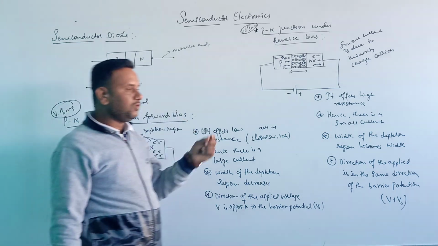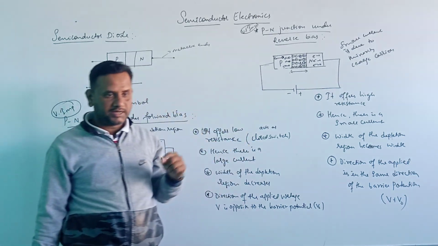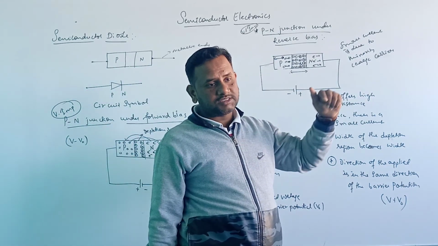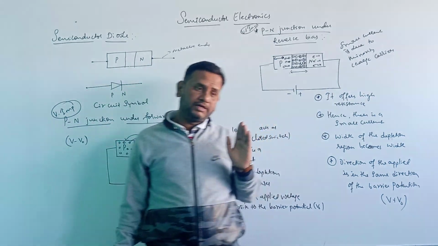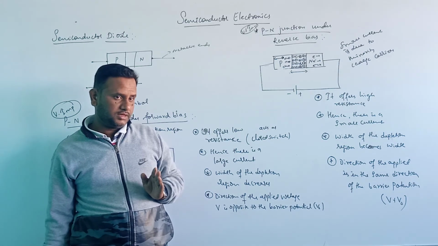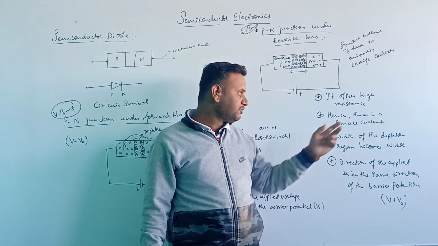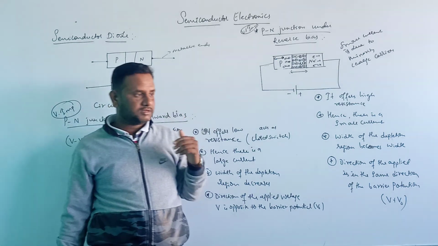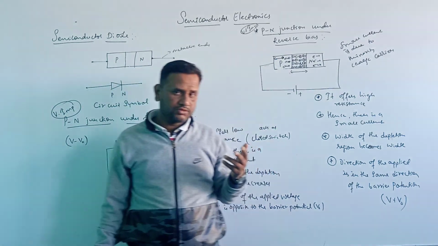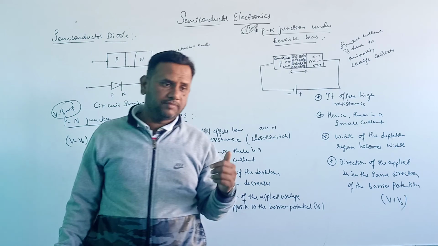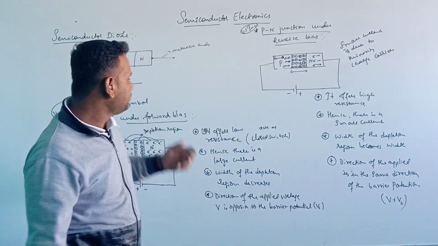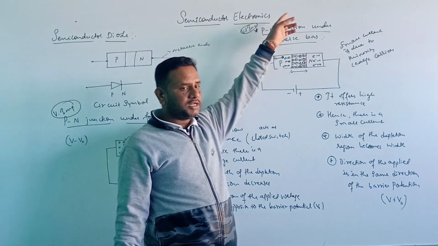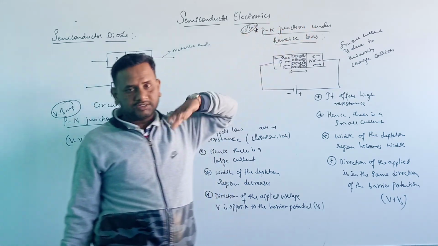When you slowly increase the applied voltage, the current remains constant, and at one particular voltage there will be a sudden increase in the current. We'll discuss that in the next class. In the next class we will discuss the characteristics of the PN junction under forward bias and under reverse bias.